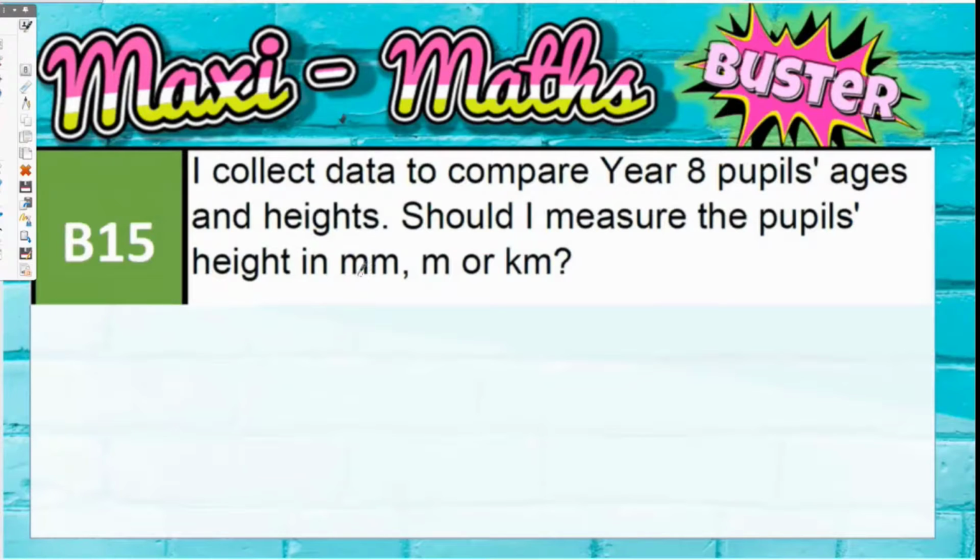Well, if you measure it in millimeters, then that's going to be really, really precise. It's going to give a lot of answers in big numbers there. Kilometers is obviously way too big of a unit to be measuring just someone's height. Sensible answer is to measure in meters.